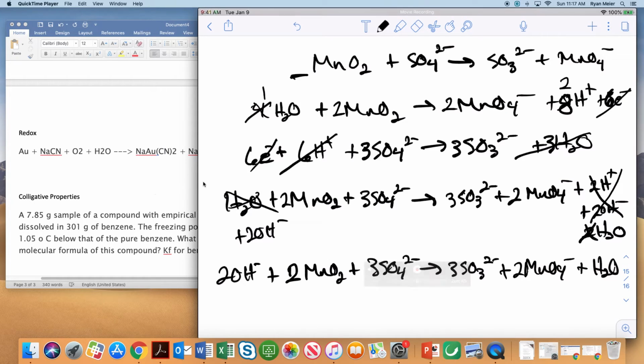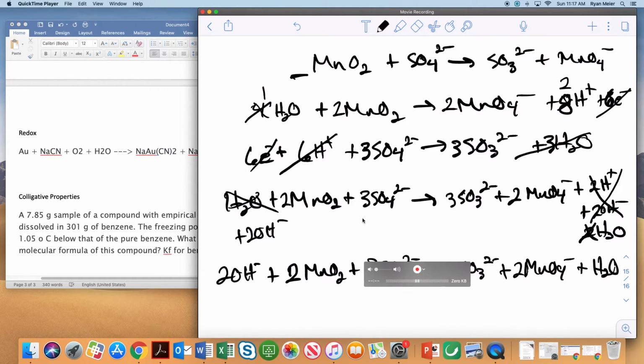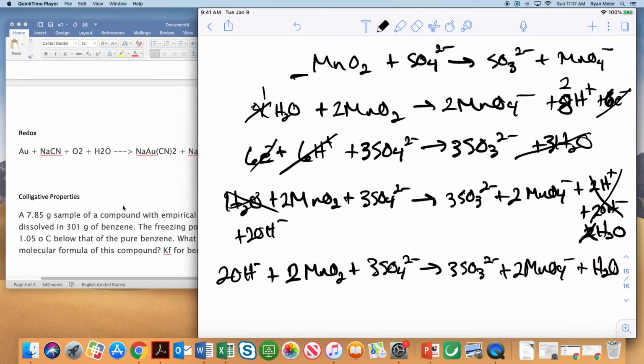So for basic solutions, you just get this added 2 steps at the end. We add OH minus to both sides, make your waters, cancel the waters out, and that'll get you your final balanced reaction. But those are your general steps. Again, I don't know if they'll actually make you go through and do all of that on the ACS exam or not. But I definitely would want to be able to recognize what's oxidized and reduced.